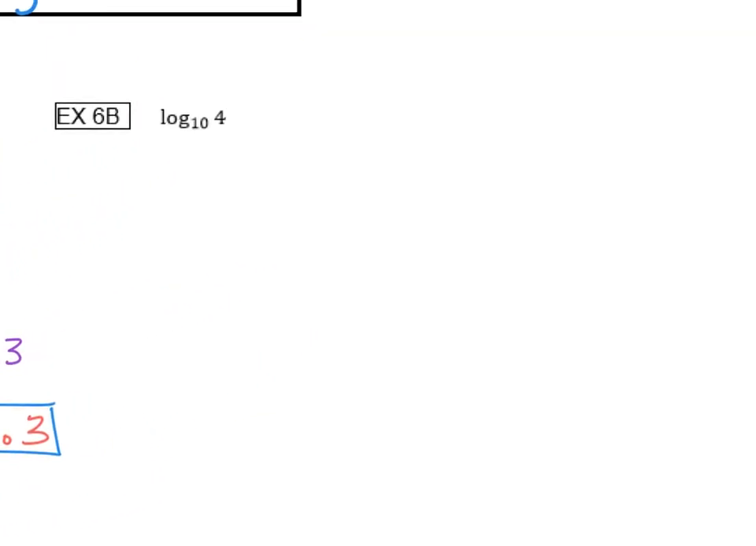Are these fun yet? Alright, log base 10 of 4. This may be what would have been a better one to start with instead of that last one. Again, we don't know what the log base 10 of 4 is, but if we can write this in terms of 2 or 3, then we can work that out. So log base 10 of 4 is equal to 2 squared. Now I've got that 2 that I need.